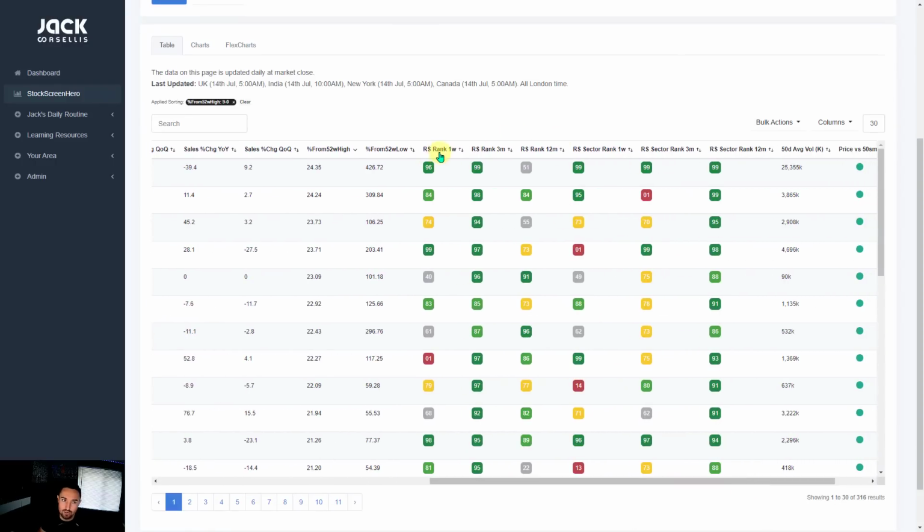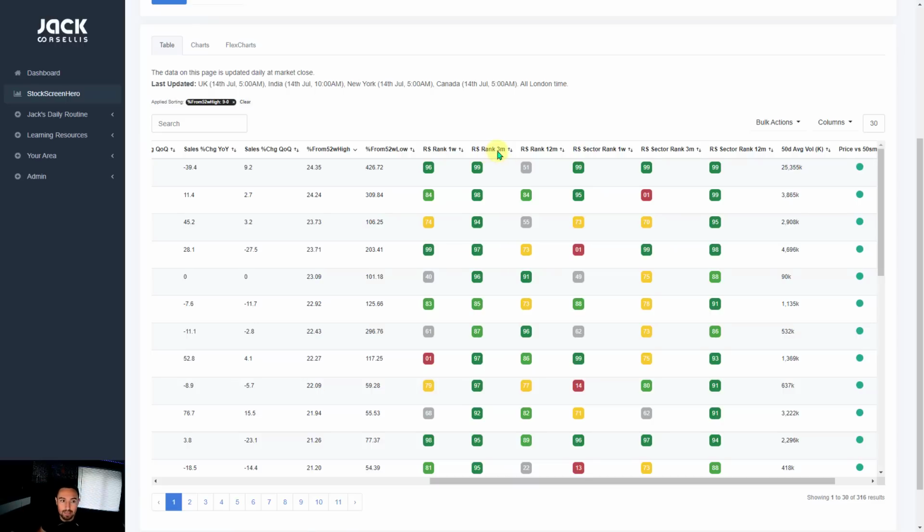So we have relative strength 1 week, relative strength 3 month, relative strength 12 month, and then we have relative strength sector rank. So in the relative strength rankings, we're comparing the stock versus all the stocks in our database. In the relative strength sector rankings across these different timeframes, we are comparing the stock versus other stocks in the sector. So we've got sector relative strength rankings for the stock, and then we've got broad relative strength rankings.